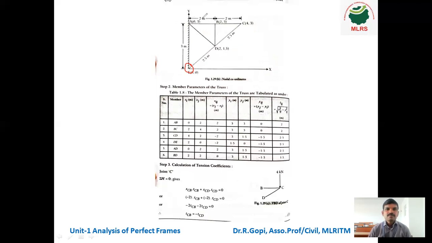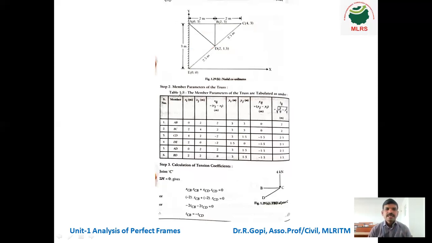You can see here from here to here it is 2 meter, but height is 3 meter. You can see C point, x-axis is 4 meter and y-axis is 3 meter. Next, to find D point, x-axis is 2 meter. And what about y-axis? The y-axis is half of this 3 meter, so it is 1.5.